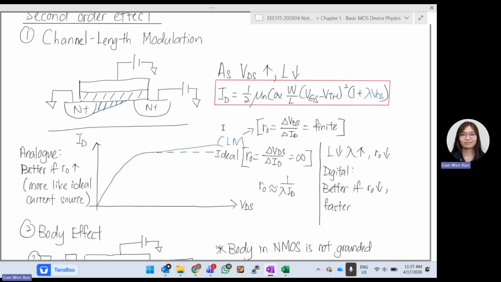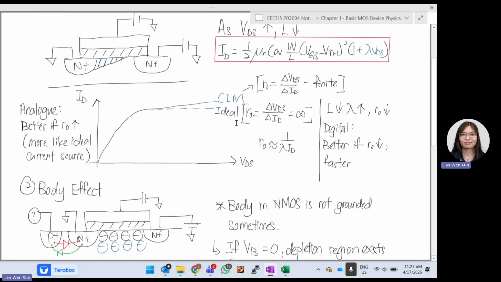That's why we say for channel length modulation, a second order effect, analog devices would like the length to be as large as possible. Digital would like it to be as short as possible.